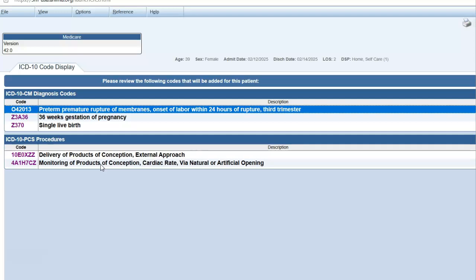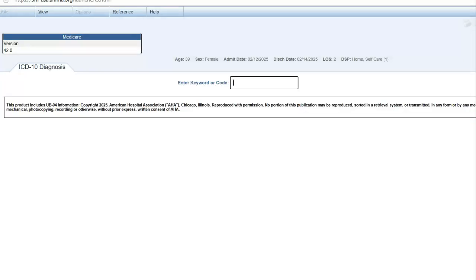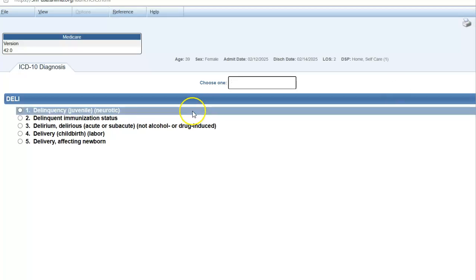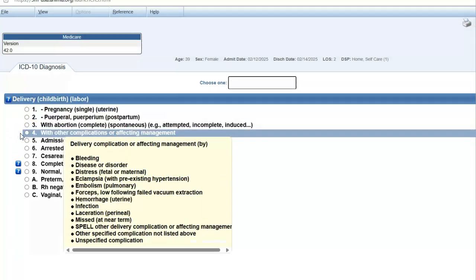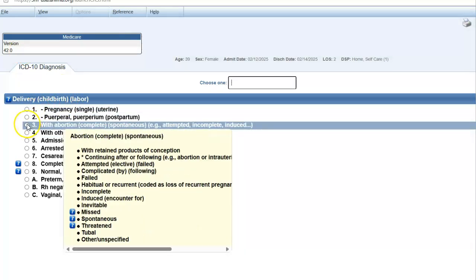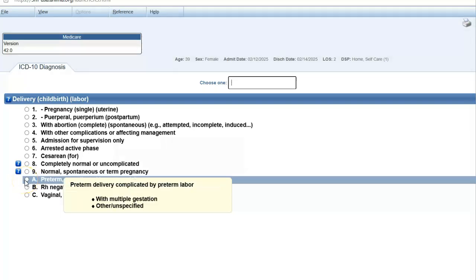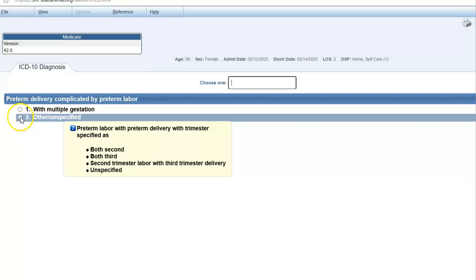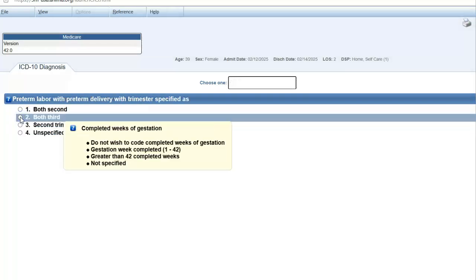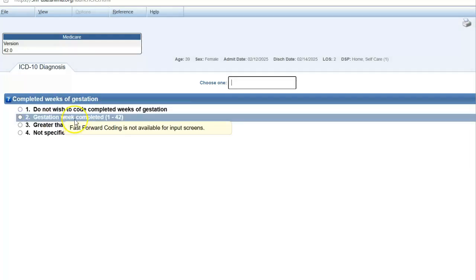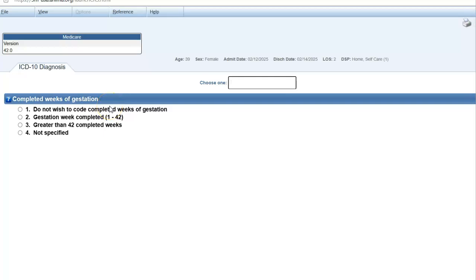Okay, so looking at this, we don't have all our codes yet, right? So we need to add the 2 delivery codes, complicated care. So I'm going to add diagnosis. We're going to do delivery, childbirth, labor, complicated by. So preterm is the first one we're going to do because it should have been 40 weeks, right? And we had 36 weeks. And we don't have to code the gestation again because we already coded that. You could, it's not going to do anything. You're not going to get the code twice.